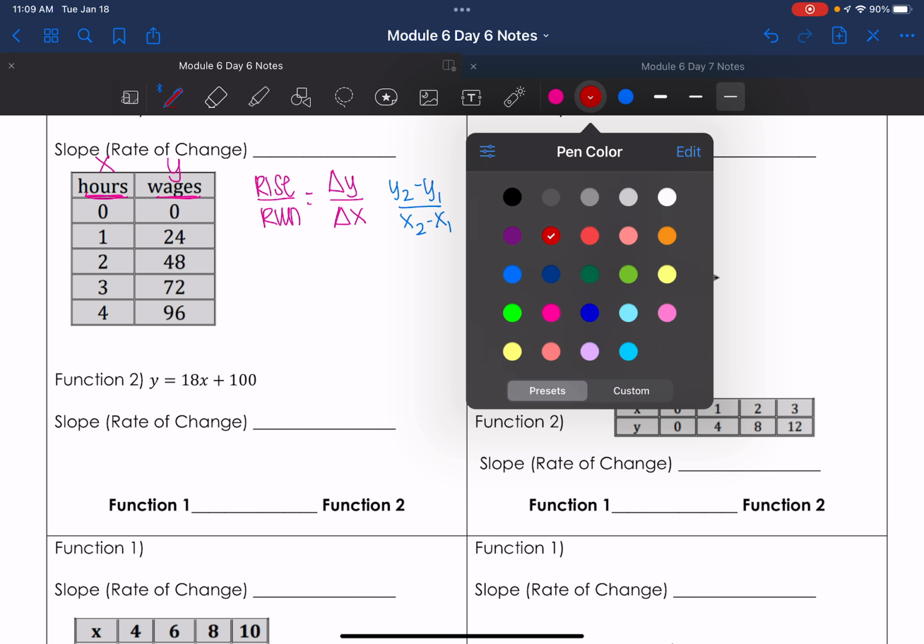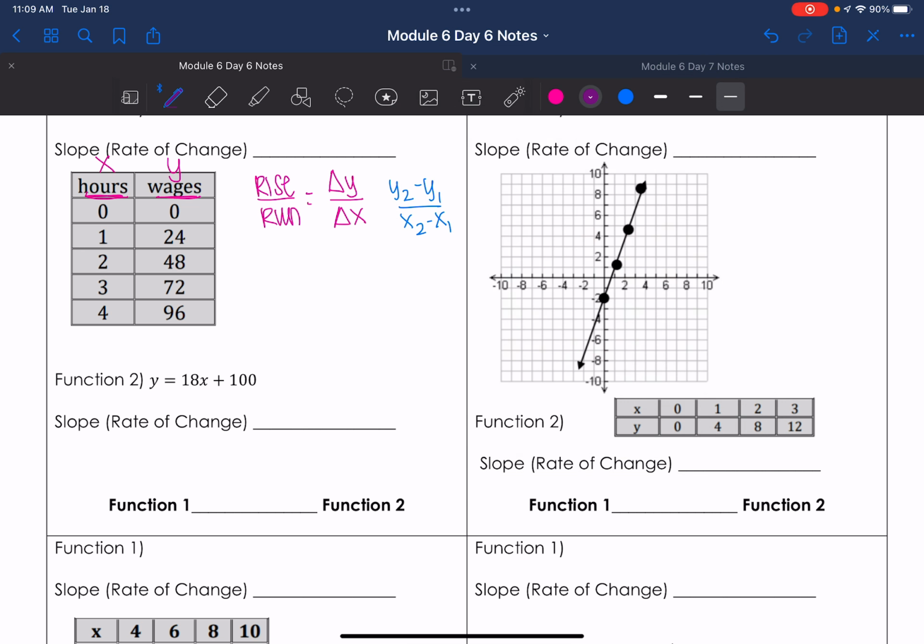So if we look at, I'm going to pick purple, going from 0 to 24, there is a change. We are adding 24, so our rise is 24 right here. Then we have our run, so we look at our change in x, that's going from 0 to 1, so that means that we're adding 1. So that becomes 24 over 1, or 24. So that's what we're going to put here. We are going to put that our slope, or our rate of change, is 24 for function number 1. So we can also put that right here, so 24.